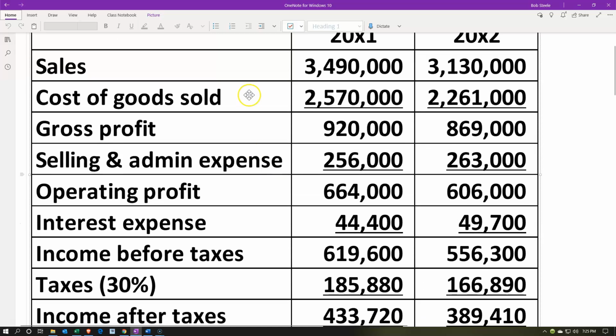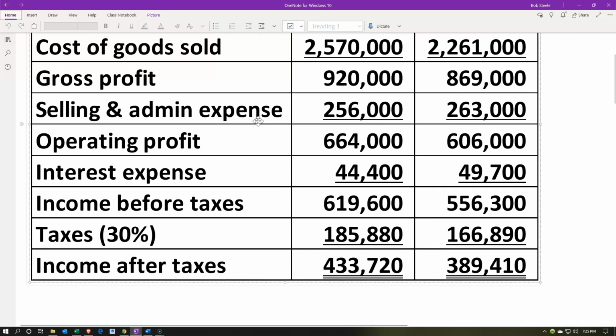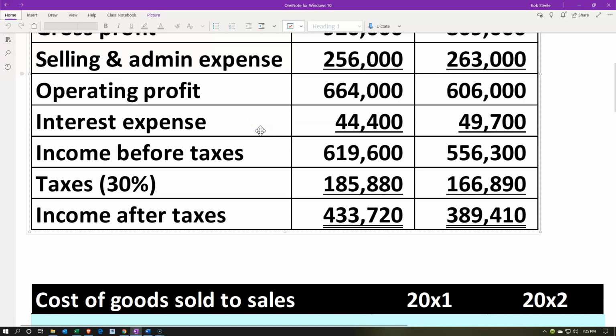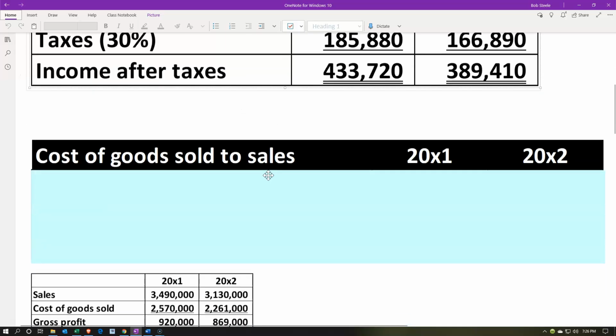So our income statement, of course, sales, cost of goods sold. So we do have inventory that we are dealing with. And this is the cost of the inventory, sales minus cost of goods sold, gross profit, selling and admin expenses being those two groups of expenses, selling and admin expenses. And then that brings us down to the operating profit. Then we're going to subtract out the interest expense. That'll give us the income before taxes. Taxes is going to be the 30% to give us the income after taxes.